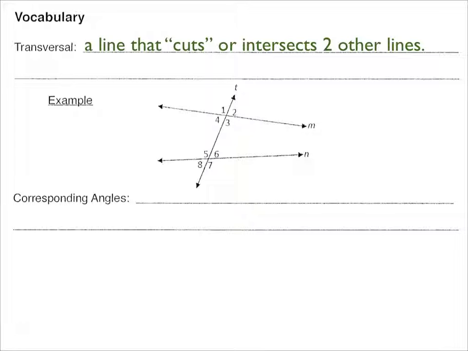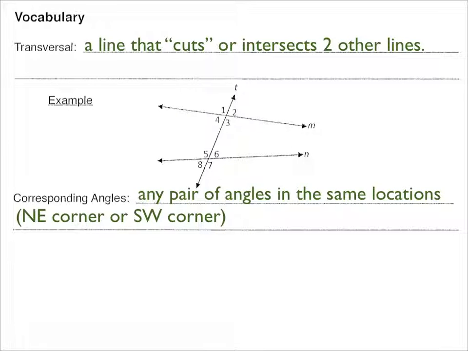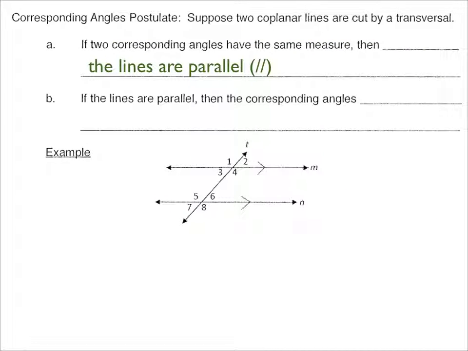Corresponding angles are angles that are in the same location relative to the intersecting line, relative to the transversal. What I mean is angle 1 and angle 5. Those are corresponding. 1 and 5, and 2 is corresponding with 6. Those are corresponding angles. Conclude that if you have corresponding angles that are equal, the lines are parallel.